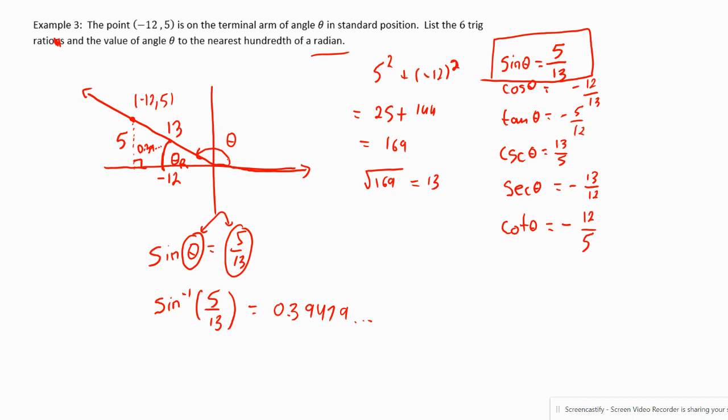So the way to figure out angle theta, well, this is like 180 degrees minus this part, but we're in radians, so I'm not going to use 180. This angle theta is going to equal pi, because that's 180 degrees in radians, minus 0.39479. On my calculator, I'm just going to go pi minus that answer, and to the nearest hundredth of a radian, we get 2.75. So that's going to be our angle for this. It's going to be 2.75 radians from there to there.